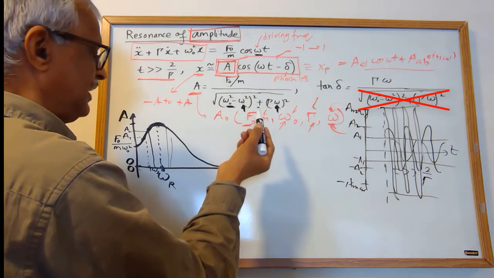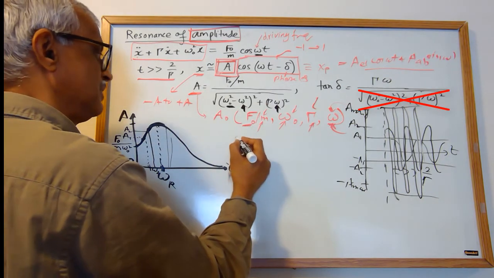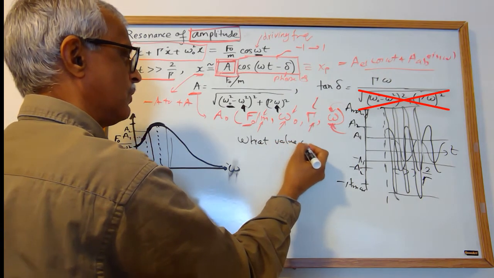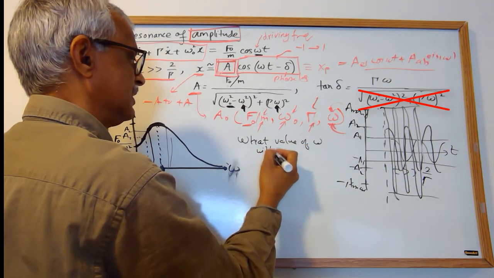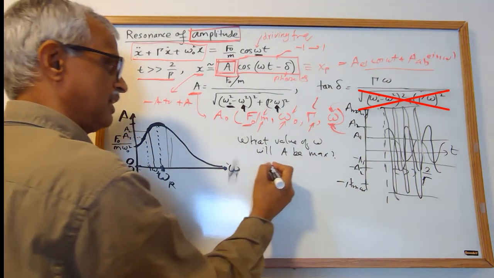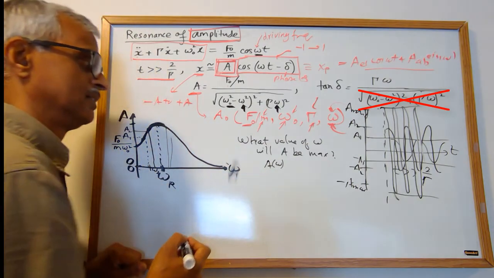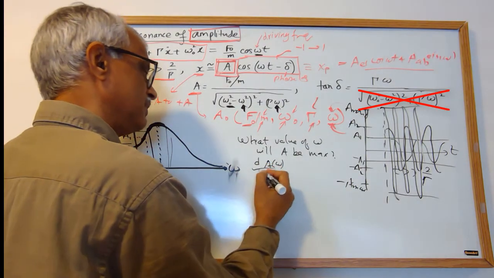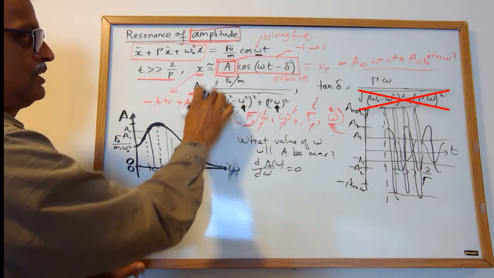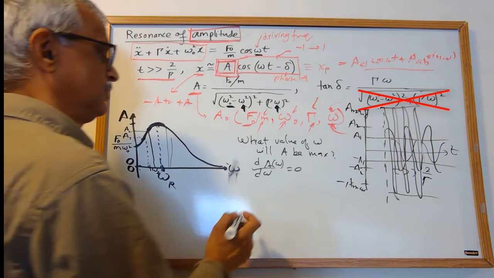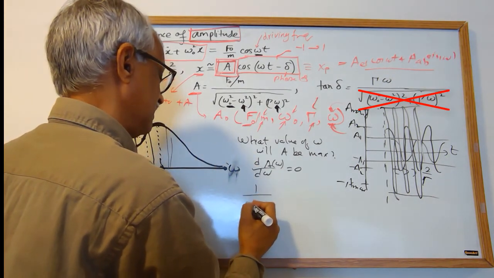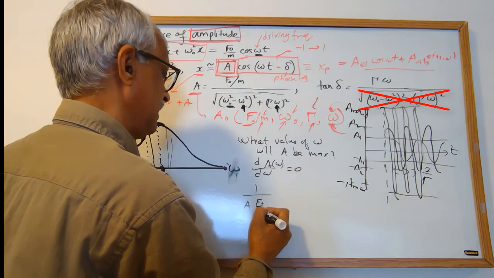So we want to figure out where the maximum is. At what value of omega will A be maximum? Well, in calculus, you think about A as a function of omega, and you say I'm going to take a derivative, set it to 0, and solve that equation. But this thing is in the denominator and the numerator is constant. So instead of A, we look at 1 over A times F0 over M.